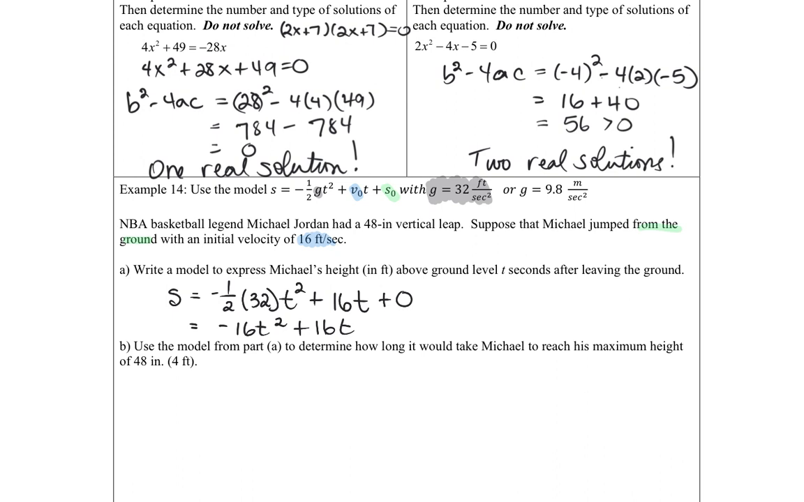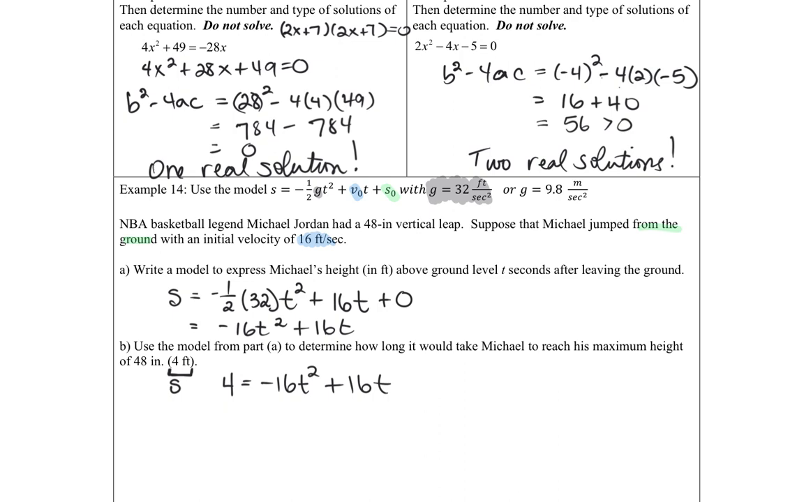Now it says, use the model from part A to determine how long it would take Michael to reach his maximum height of 48 inches. And notice they told us 4 feet because our model is in terms of feet, right? So that's 4. That's S. So S is 4. 4 equals -16t squared plus 16t.